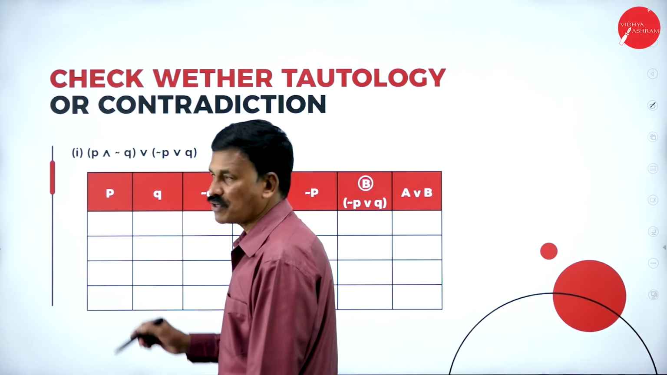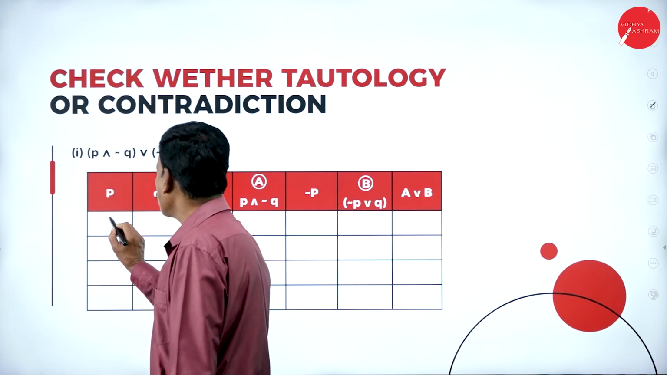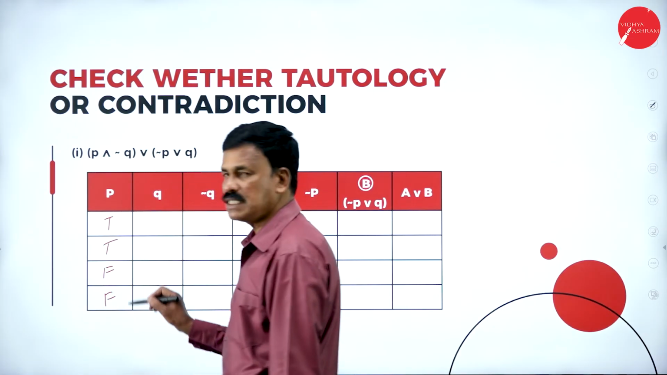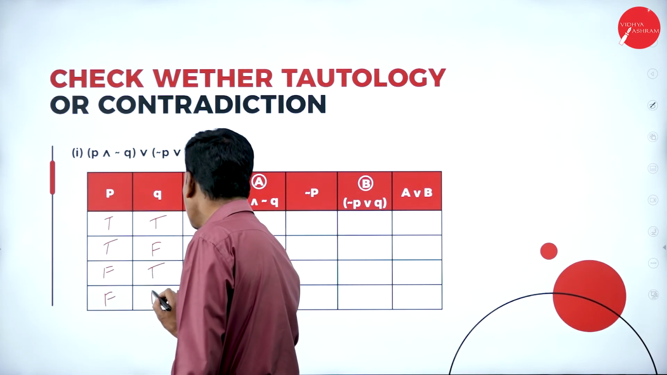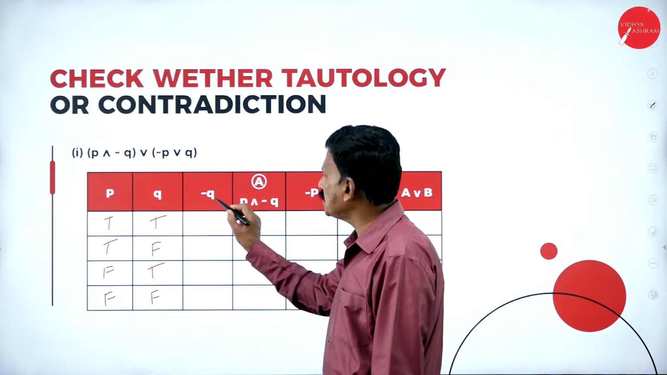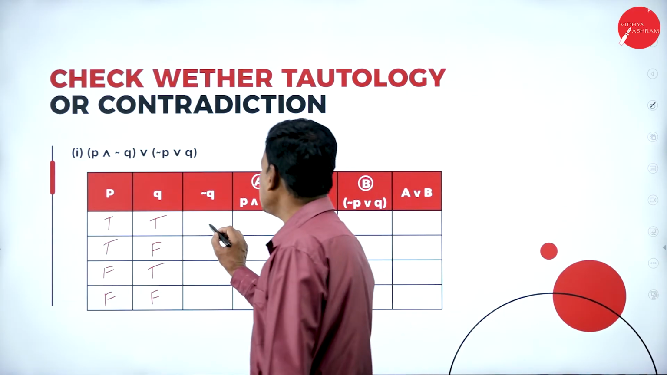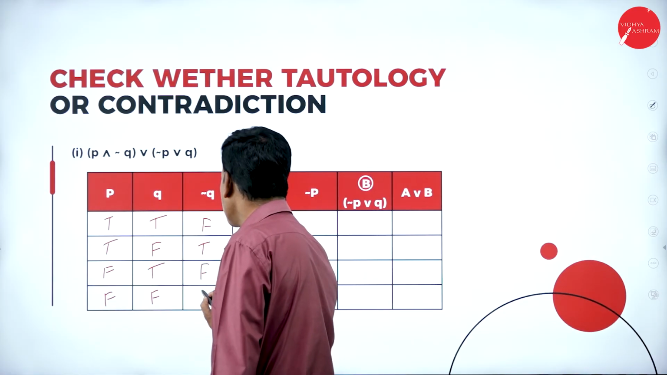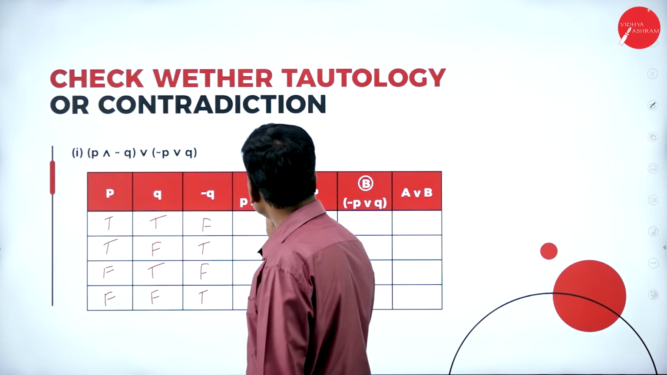The truth values of P and Q are, for P: T, T, F, F. For Q, it is alternating: true, false, true, and false. T, T, F, F; T, F, T, F. Now, negation of Q. For T, it is F. For F, it is T. For T, it is F. For F, it is T. F, T, F, T.